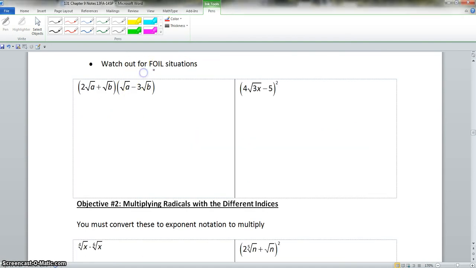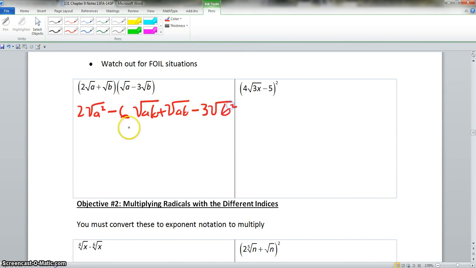Next we come to the FOIL situations. So we'll distribute this like we have done other FOIL problems. 2 times the square root of a times square root of a is 2 square root of a squared. 2 times square root of a minus 3 square root b will give us a negative 6 square root ab. Square root of b times a is a square plus square root ab. And the square root of b times a minus 3 square root b will give us a minus 3 square root of b squared.